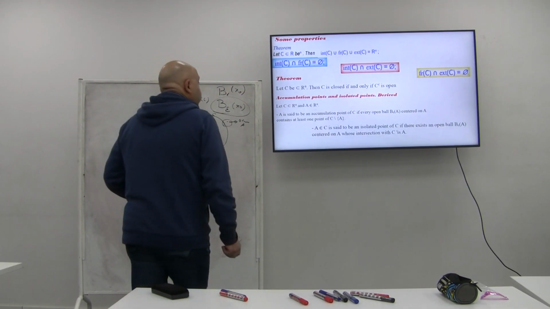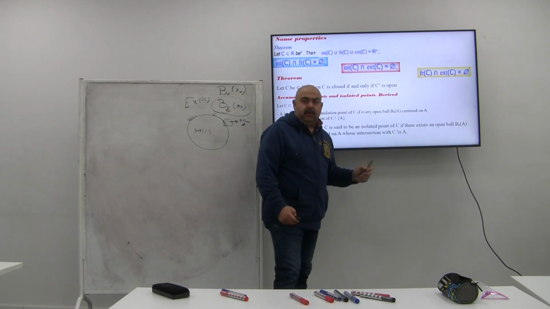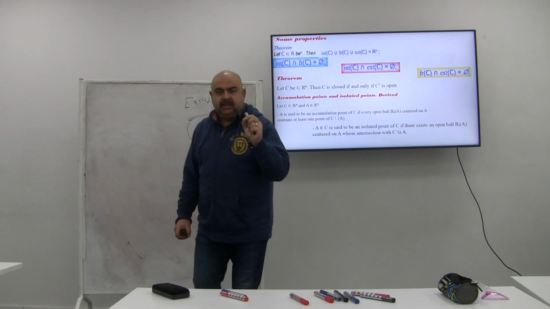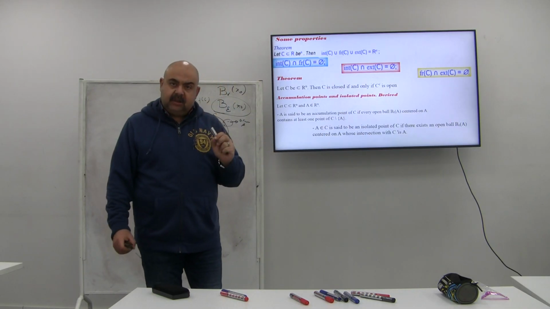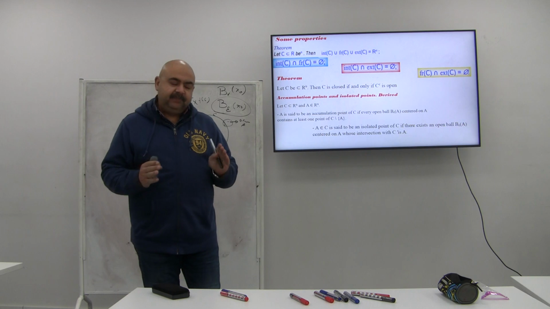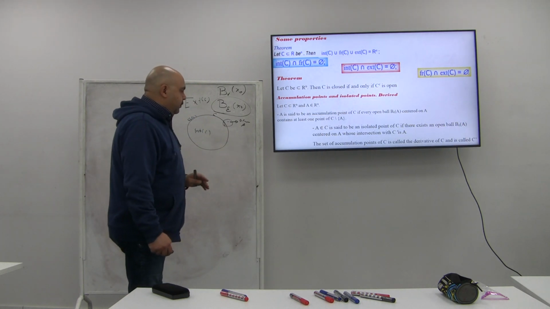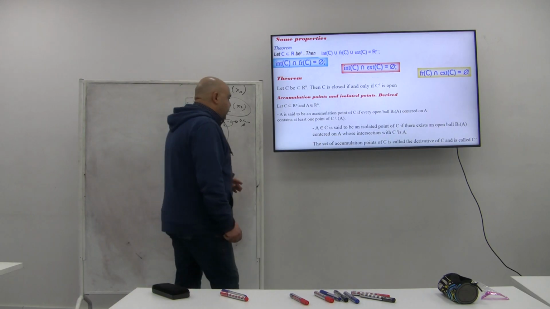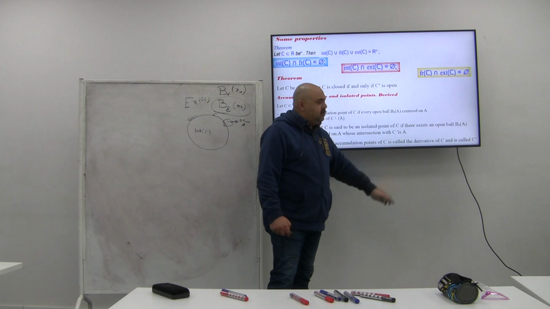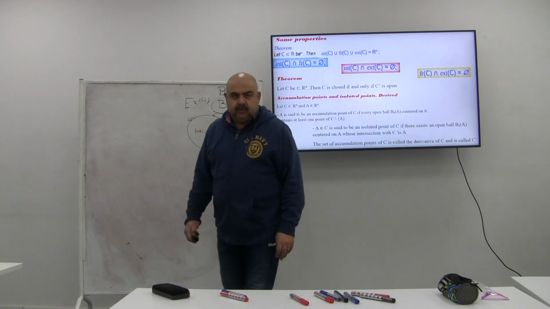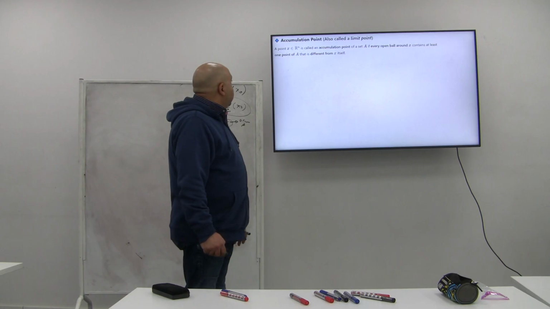Okay, what's the difference between an accumulation point and an isolated point? An isolated point is a point that is by itself inside a certain set, and we will have an example shortly. What are the derived points? It is the set of accumulation points of C. This is what we call the derivative of C, or the derived set of C.